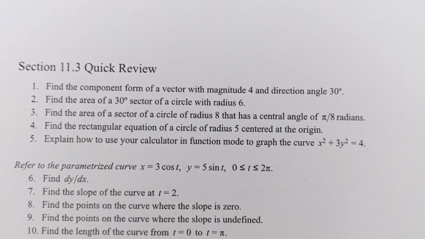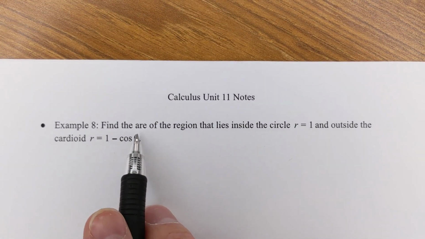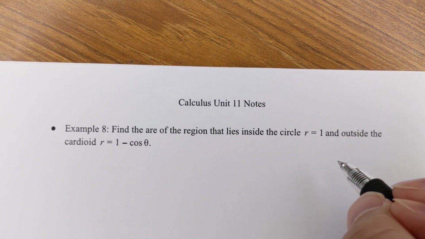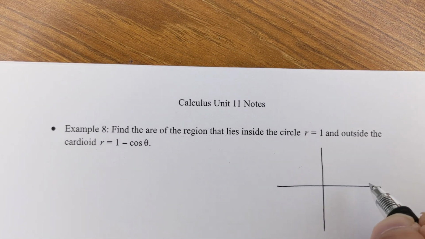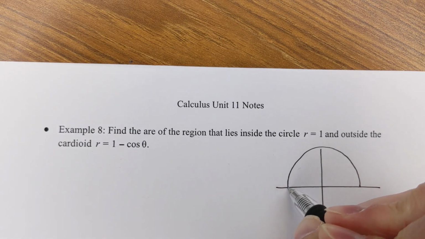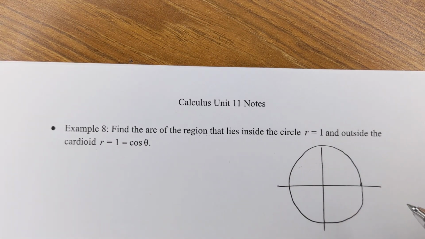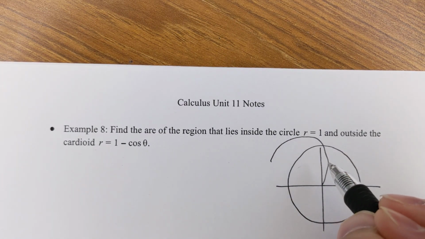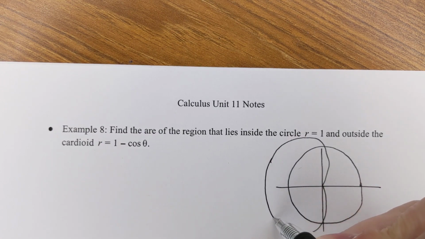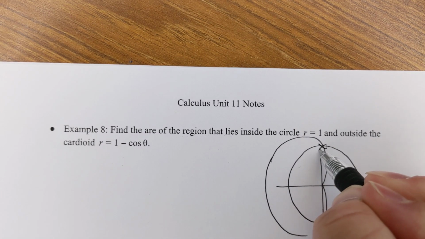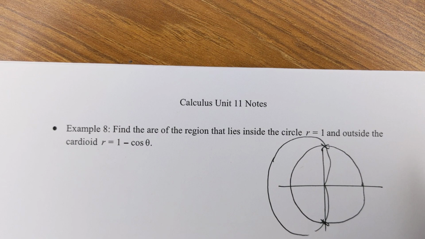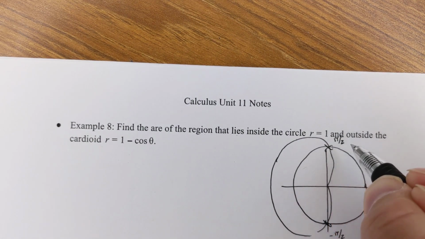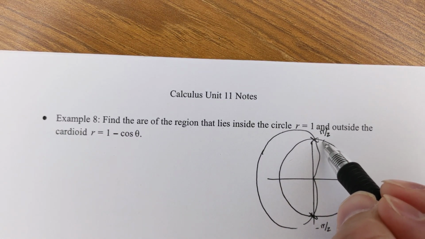All right, which brings us to example 8. Find the area of the region that lies inside the circle r equals 1 and outside the cardioid. So the circle r equals 1 is a circle of radius 1. The cardioid does something like this, and so it crosses here and here, which down here the angle is negative pi over 2, and up here is positive pi over 2. So we want inside the circle, we want this area.